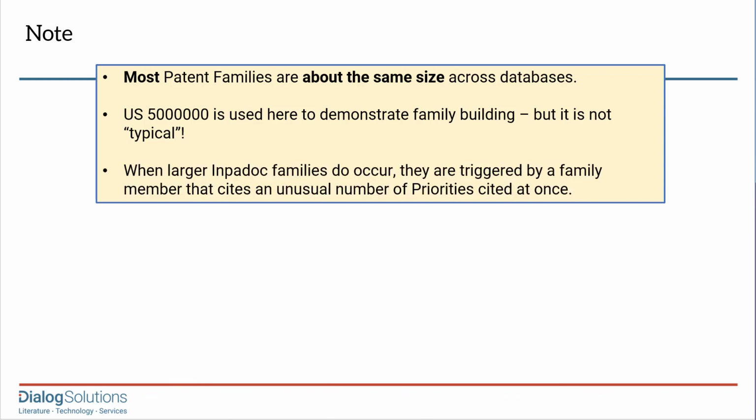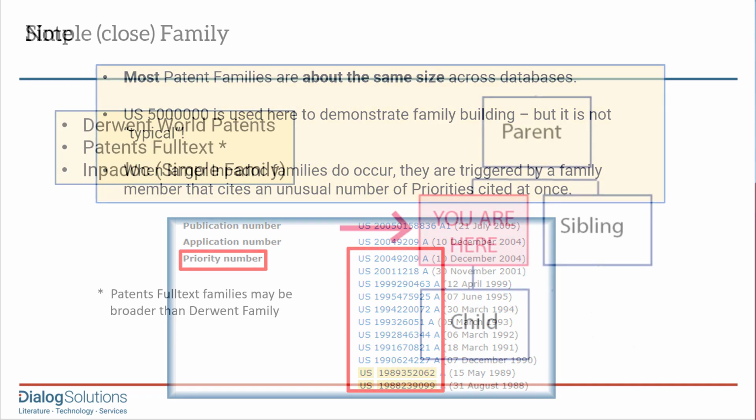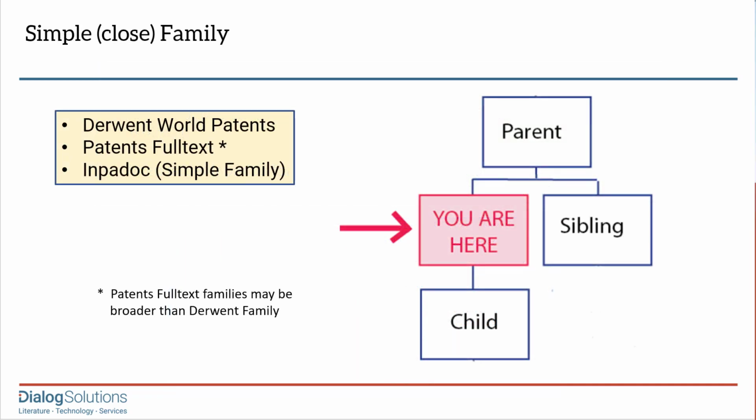The cases where the family size is most likely to increase dramatically in Inpadoc are where the family includes one or more patents like this one, where there are more than just a few priorities listed. Because with each priority, the algorithm is going to grow the family out exponentially in the Inpadoc complete family. In the end, the important thing is to know what you're looking for.